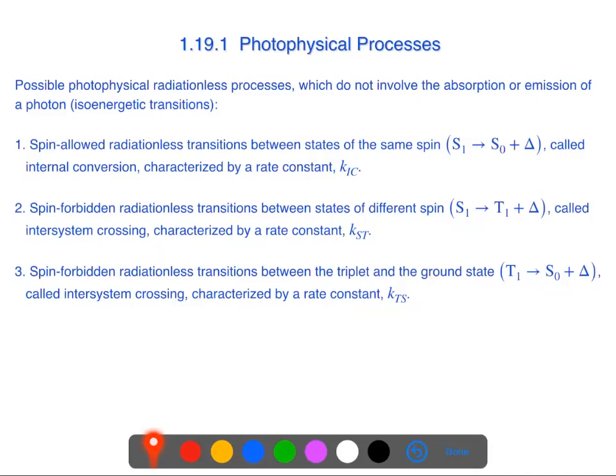And similarly, we have a spin-forbidden radiationless transition between the lowest triplet state and the ground state, for example, the T1 to the S0. This too is called intersystem crossing, but is characterized by the rate constant k subscript TS to represent that T to S transition. And recall in our state energy diagram that we show these transitions with wavy arrows.